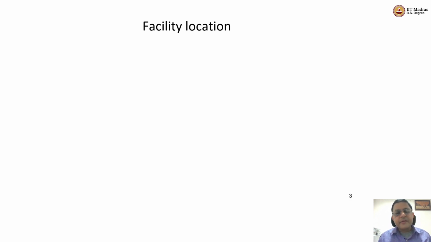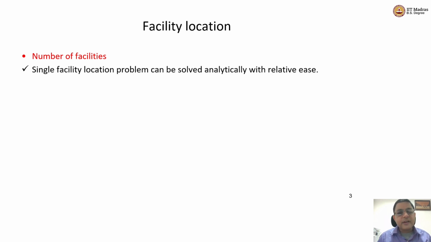Second thing that matters is the number of facilities. I already spoke to you about this. If you are trying to decide that one single factory, one single facility will serve the entire consumer base, those problems are slightly easier problems, right? Single facility location problems can be solved with slightly more ease, and those are the first problems that we are going to discuss immediately now.